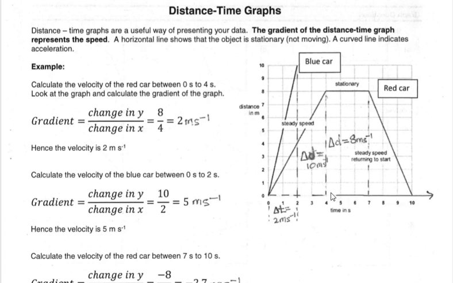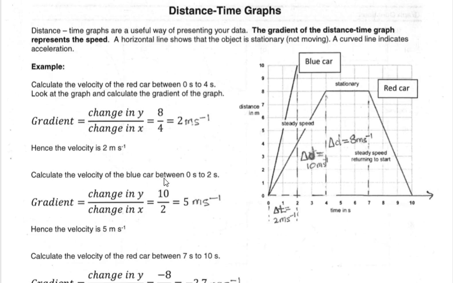So between 0 to 4 seconds, the gradient here is the change of the distance divided by the change in the time. So the change in the y-axis divided by the change in the x-axis. In this 4 seconds, the distance went from 0 to 8, so there's a change of 8 meters in 4 seconds. So 8 divided by 4 gives 2 meters per second. Hence the velocity is 2 meters per second.